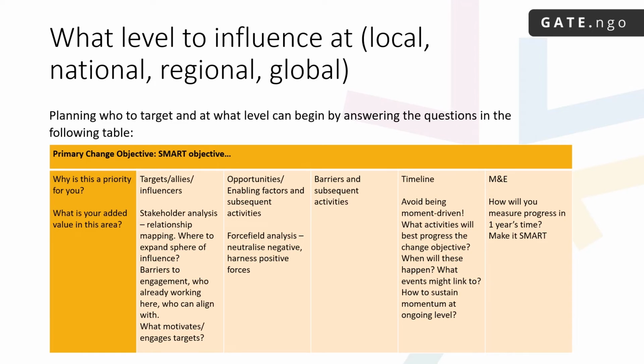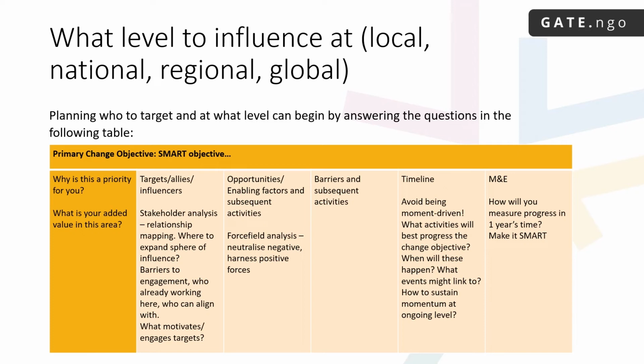If you work through answering these questions, you should have a bit more of a clear idea on who that is. Thinking about where you have your change objective. Why is this a priority for you? And what is your added value in this area? Think about your targets, allies, and influences, and you can use a stakeholder analysis to map the relationships. Where could you expand that sphere of influence?